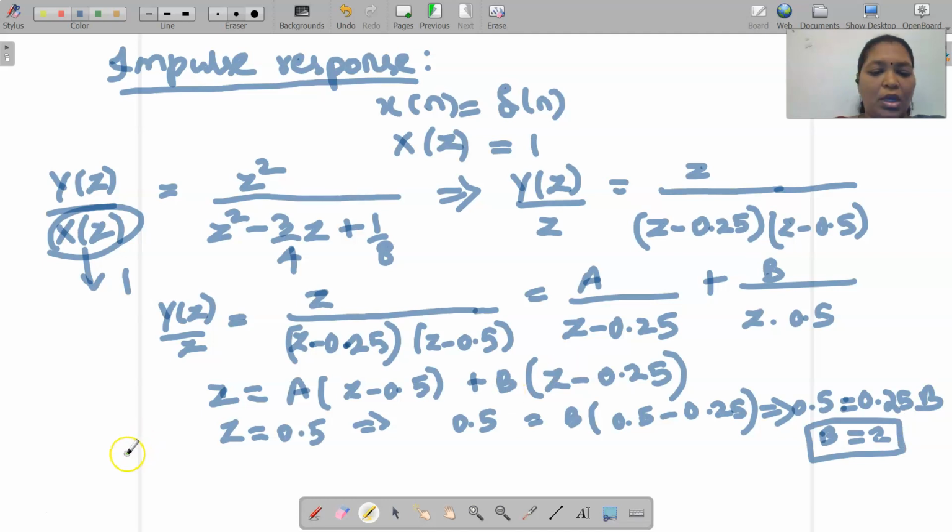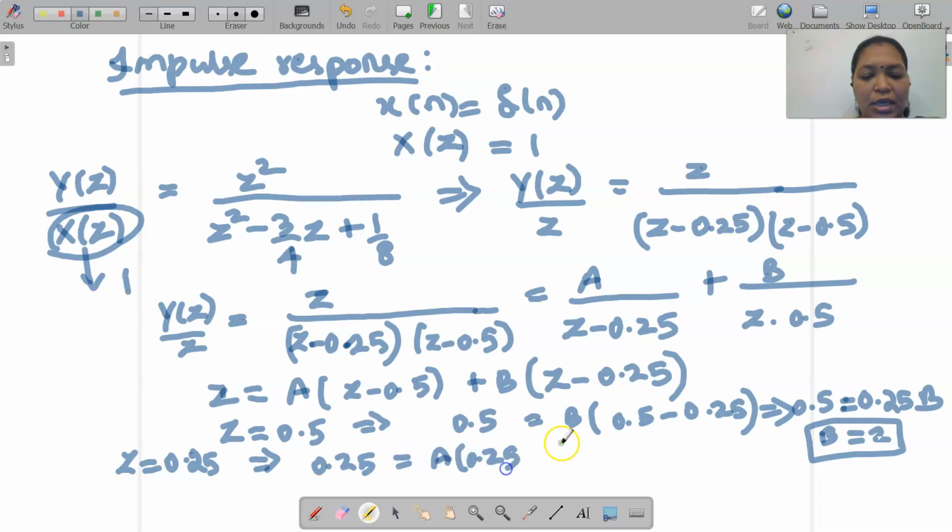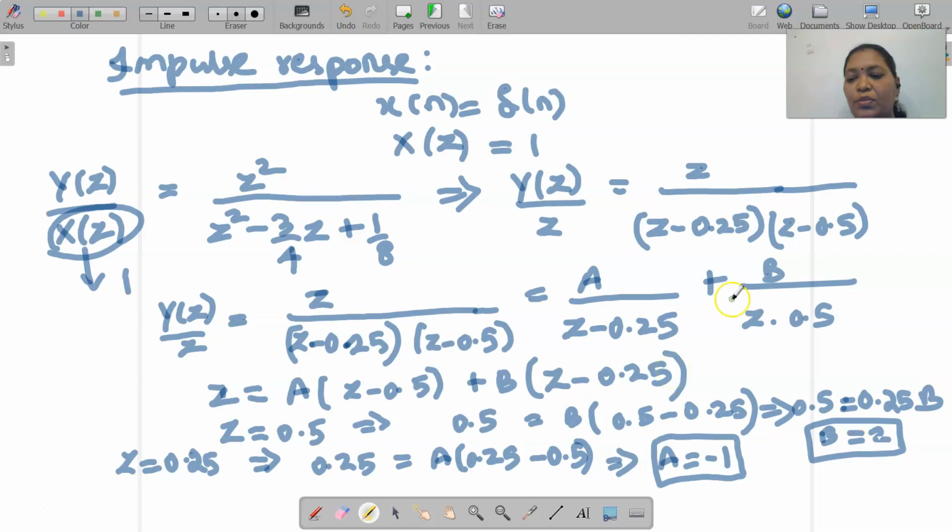And similarly the next value, you have to substitute z equal to 0.25. So left hand side is 0.25, that is equal to A into 0.25 minus 0.5, which implies here 0.25 minus 0.5 is minus 0.25. So when you find out the value, A becomes minus 1. Okay. So now A value is minus 1, B value is 2. Substitute in this equation. So what happens? Y(z)/z is minus 1 by z minus 0.25 plus 2 by z minus 0.5. Okay.